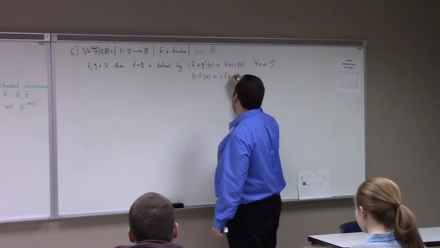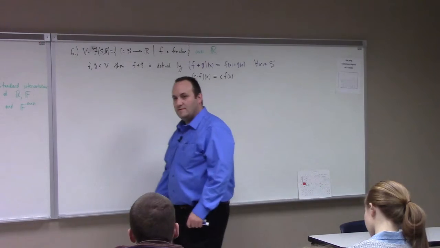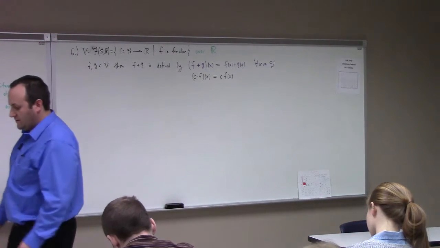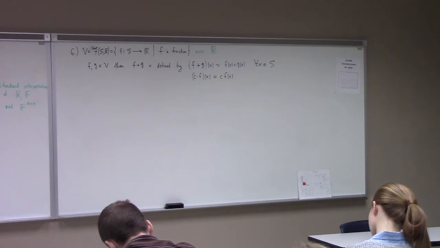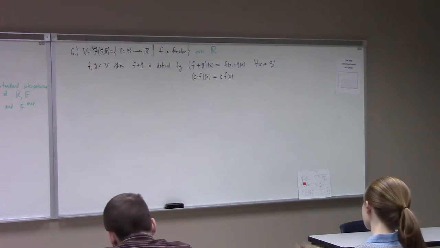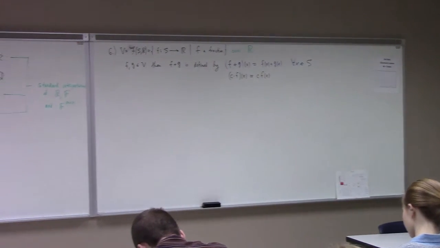It's just c times f of x, where this is real number multiplication. And so there you go. We can define the sum or the scalar multiple of any two functions from S into the reals as, again, a function from S into the reals. And you can run through it. Does it satisfy these axioms?